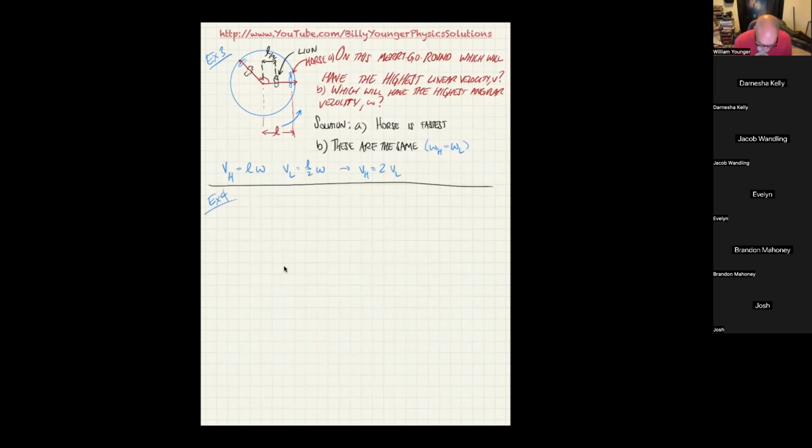So a carousel accelerates at 0.080 radians per second every second for 10.0 seconds. However, it was initially at rest.